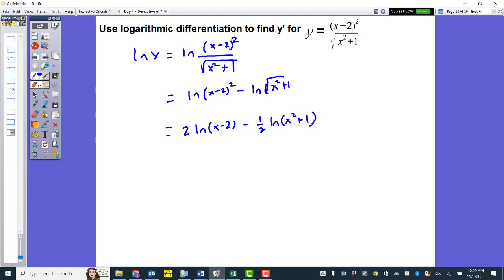Okay, but we still have this natural log on the other side. Oops, natural log of y. So whenever we go to take our derivative, we have to do implicit differentiation on this side. So 1 over y, dy over dx equals, and then on this side, we have 2 over x minus 2 minus 1/2 times 1 over x squared plus 1 times the derivative of the inside, which is 2x.